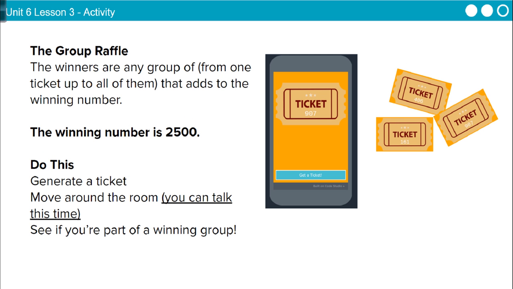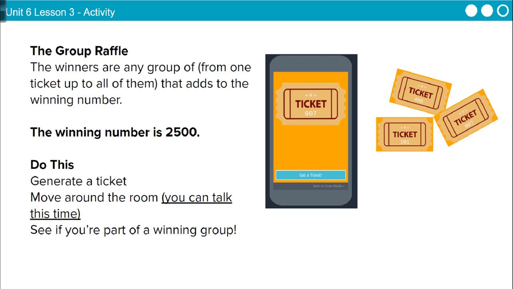The second one you're supposed to do, if this worked out, is you can pick the winners are any group of from one ticket all the way up to all of them that add to the winning number of 2,500. So maybe I think the number goes up to 999, maybe it's 1,000. You probably need at least 3 people to hit this.